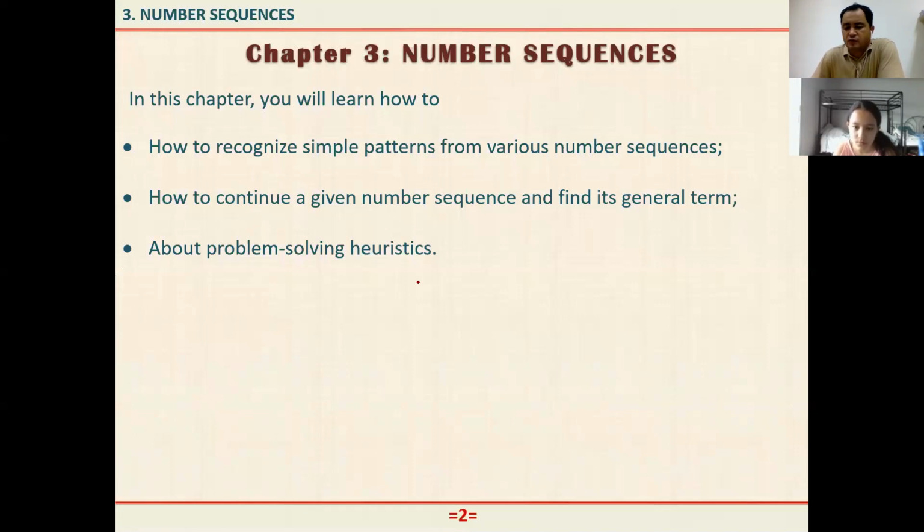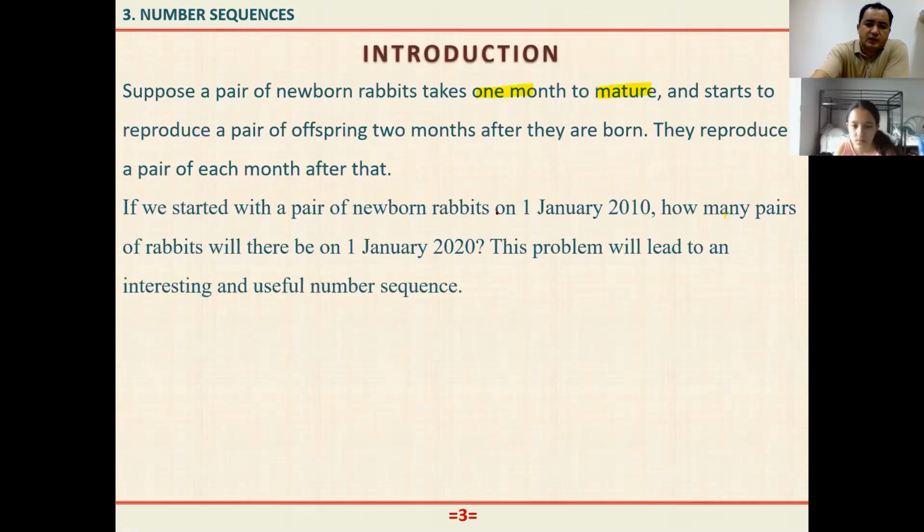If you are given a number sequence, immediately have a look. Can you see the rule? Can you see the pattern? How actually we are producing new terms, okay? That is what we are going to learn. Number 2 is how to continue a given number sequence and find their general term. Actually, these 3 things are the most important things that we're going to learn in this chapter.